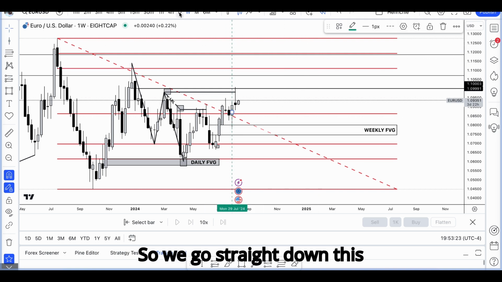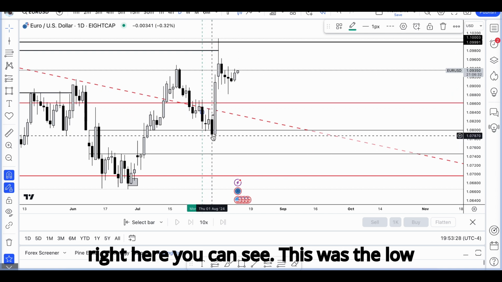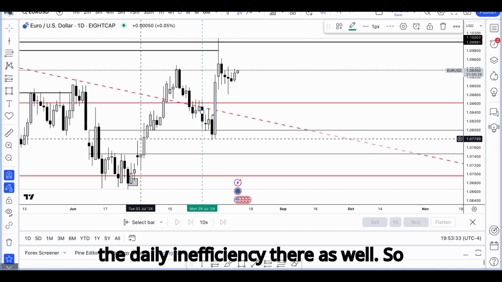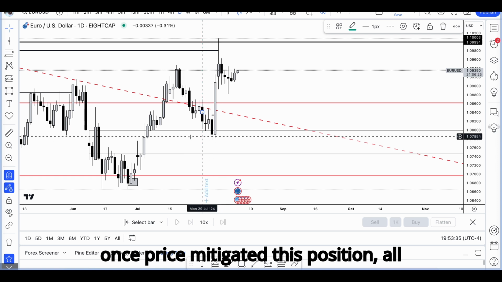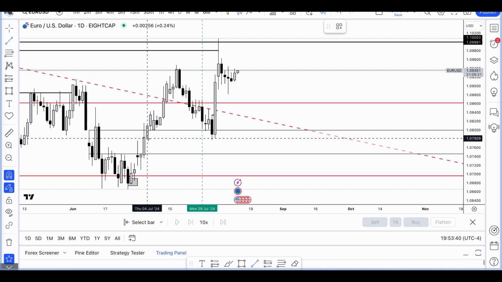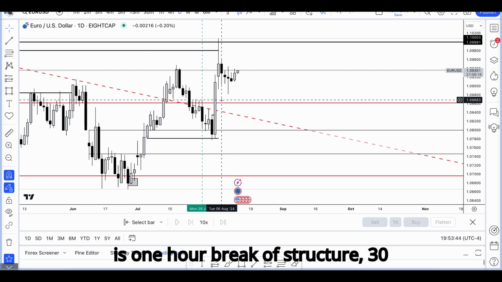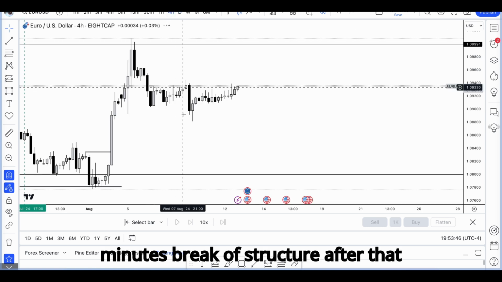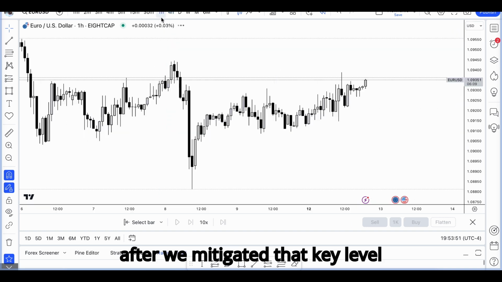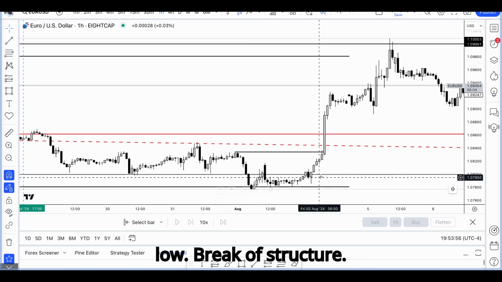So we go straight down. This right here, you can see, was the low that mitigated that position. You can see the daily inefficiency there as well. So once price mitigated this position, what I'm looking to see is a 1 hour break of structure, 30 minutes break of structure after that mitigation. And right there, as you can see, after we mitigated that key level, price created a significant high, low break of structure.